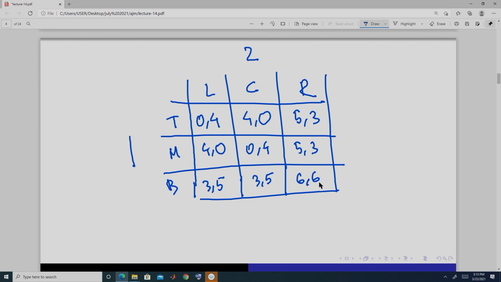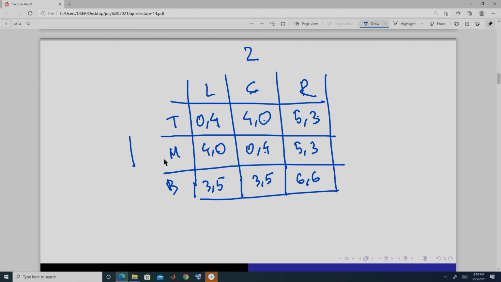Now, if you compare R and C, 0, 3, 4, 3, 5, 6, this does not dominate this, neither this dominates this, okay, because 4 is greater than 3, 5 is less than 6 and 0 is less than 3. Again, if you compare this 4, 0, 0, 4, we cannot say L is dominated by C or C is dominated by L. Now, compare L and R, 4, 3 greater than this, this is less than this. So, we cannot eliminate any of the strategies of player 2 in this game.